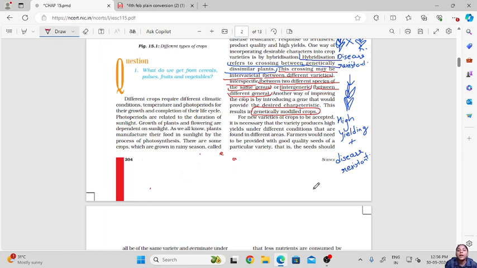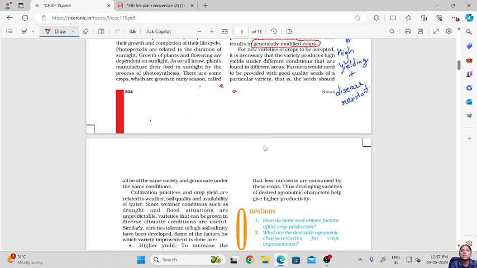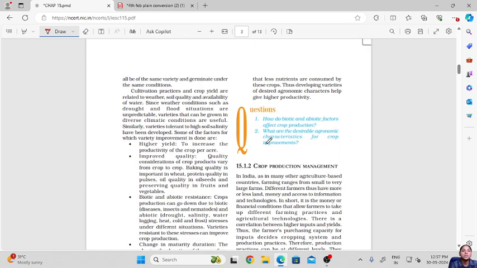So for new varieties of crops to be accepted, it is necessary that the variety produce high yield under different conditions that are found in different areas. So they should be able to give high yield in all climatic conditions, in colder regions, and also in hotter regions of the country. So the farmers will need to be provided with good quality seeds of a particular variety. That is, the seeds should be of the same variety and germinate under the same conditions.